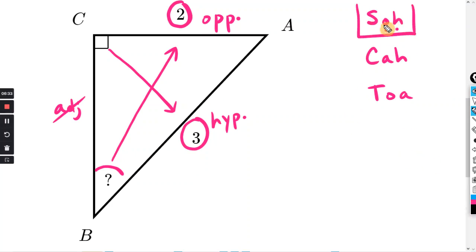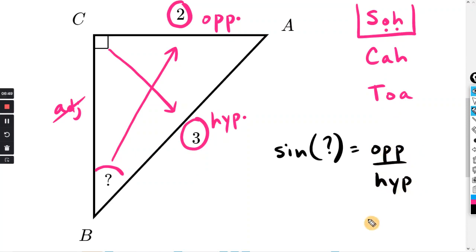Clearly, we are using the sine function. All right, so we said the S stands for sine. The angle is represented by a question mark, and that equals opposite over hypotenuse. Okay, so we don't know the question mark. We'll just leave it. And we're going to leave some space here. Opposite is 2. All right, leave some space. And hypotenuse is 3.